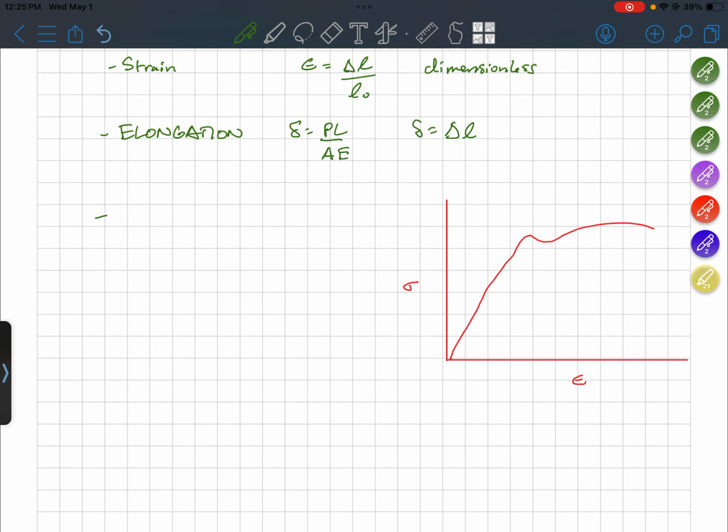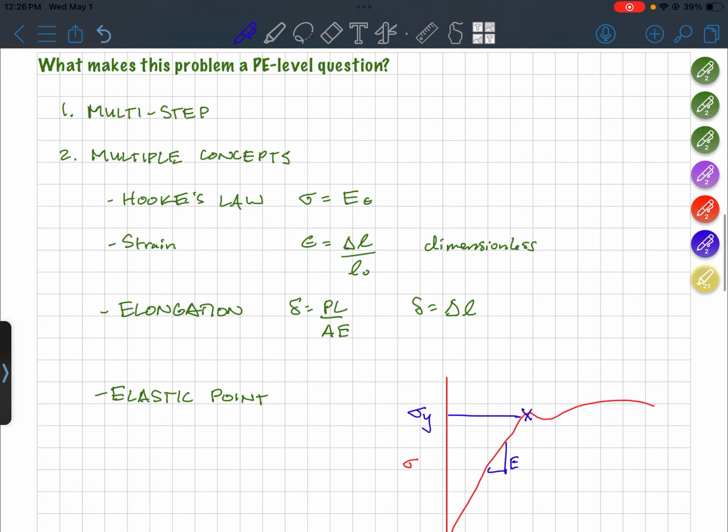You needed to understand your elastic limit or your elastic point. So you need to understand that on a typical stress strain curve for steel, this is your elastic point. This is your yield stress, and the slope of this line is your Young's modulus. Now let's go back and take a look at the problem to see where these formulas came in.